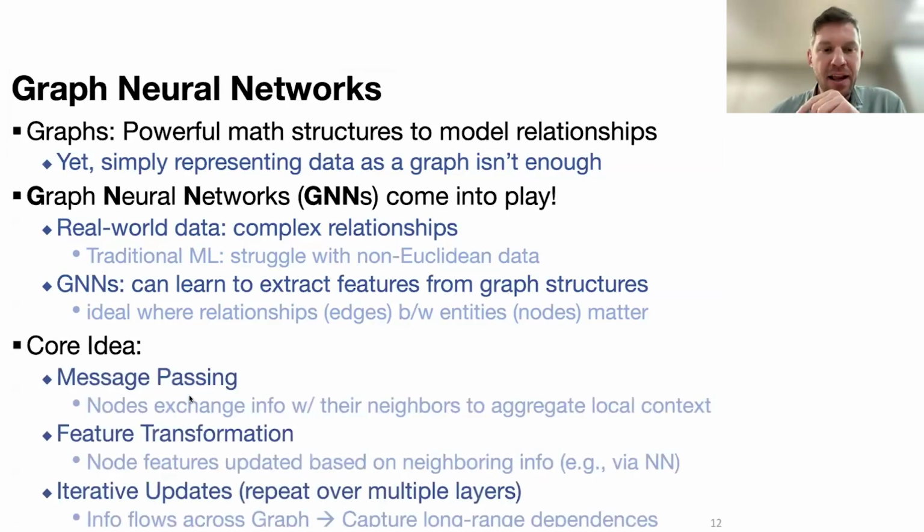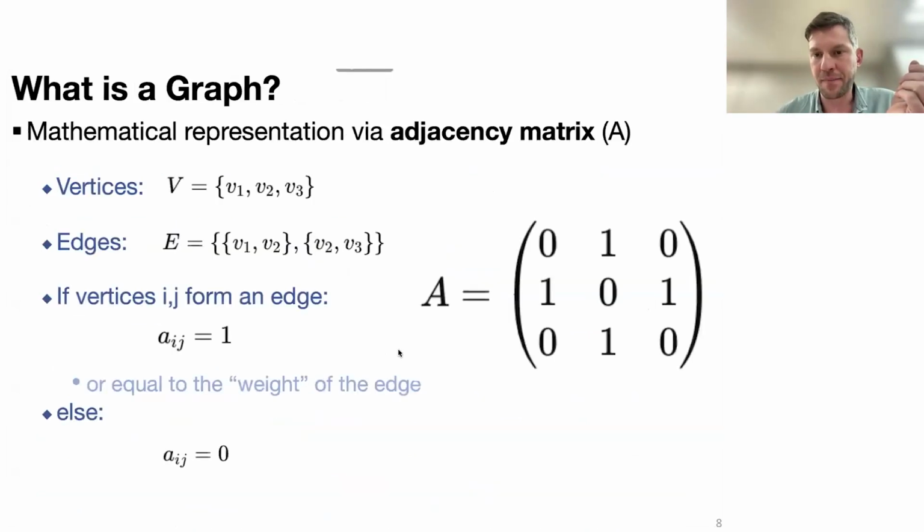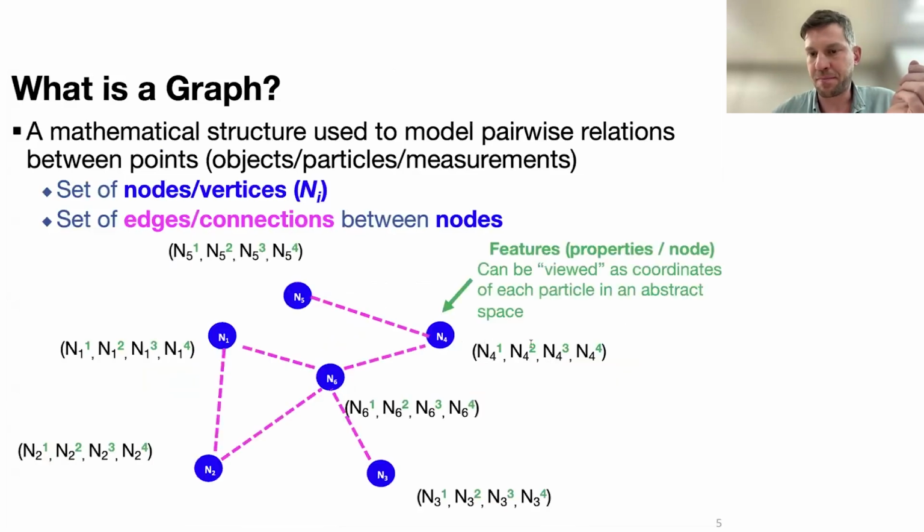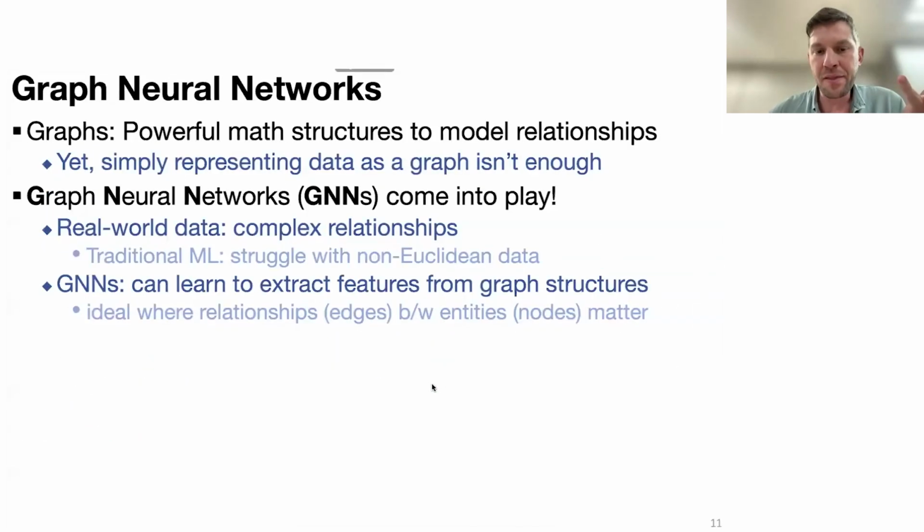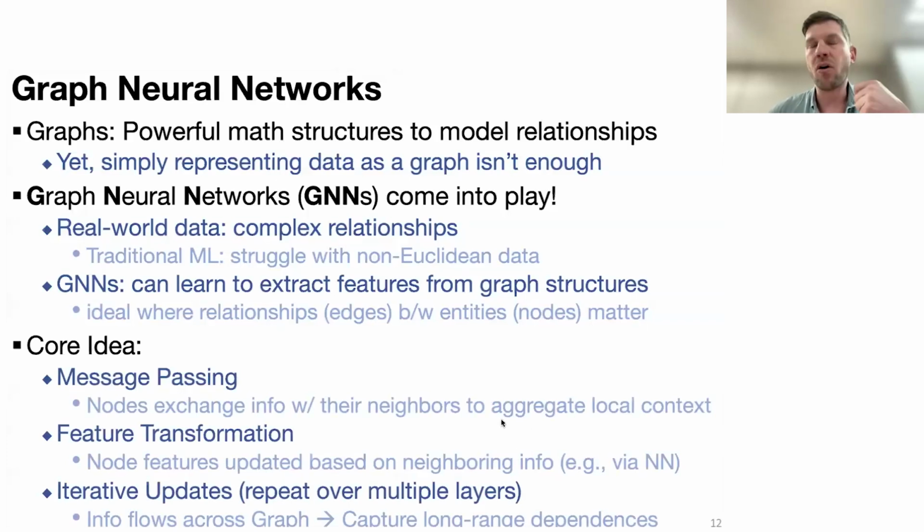So the core idea is that the nodes that I showed earlier can exchange information between them. This is called message passing. We can have a transformation of the features, the properties of each node, to another set of features by exploring information of the neighboring nodes. And then this graph can be updated, so there is information that flows across the graph in order to capture longer range relationships.